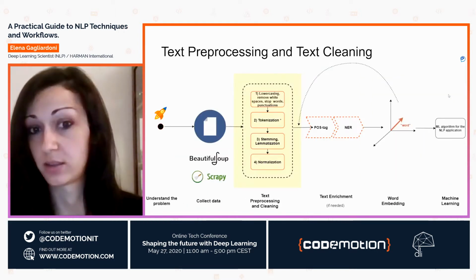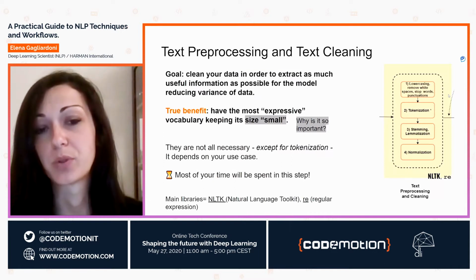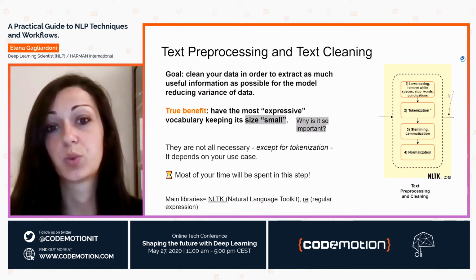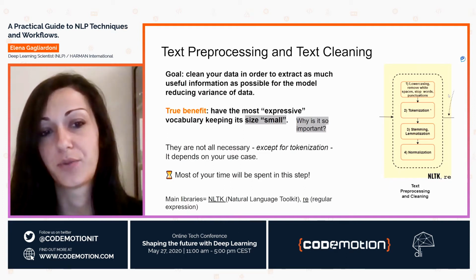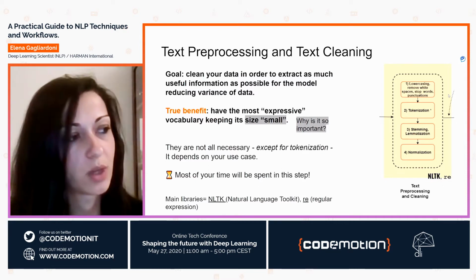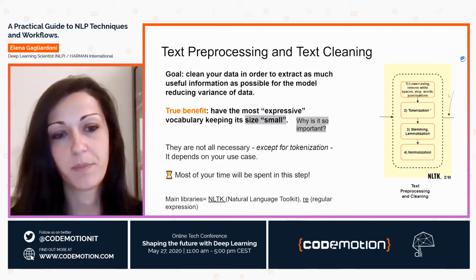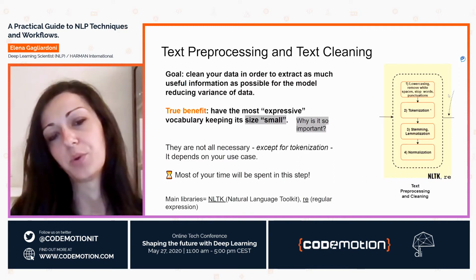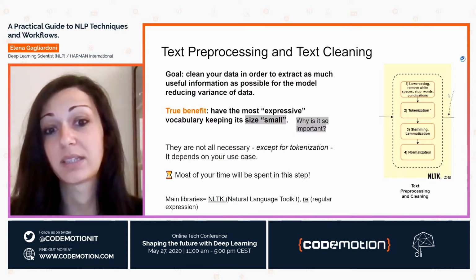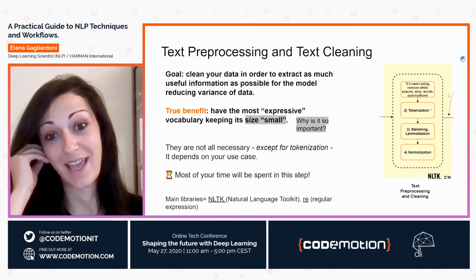Let's move on to the second step. So now we have collected the right data, okay? And we can start to clean and pre-process this raw data, this corpus. The goal of this step is to clean your data in order to extract as much useful information as possible, keeping in mind reducing the variance of data. Why is it important to reduce the variance of data? Because at the end of this part of the pipeline, we want the most expressive vocabulary. If you remember what the vocabulary is from the previous slide, we want the most expressive, rich vocabulary, keeping its size small. Why is the size of the vocabulary so important? Well, we will understand at the end of this presentation.